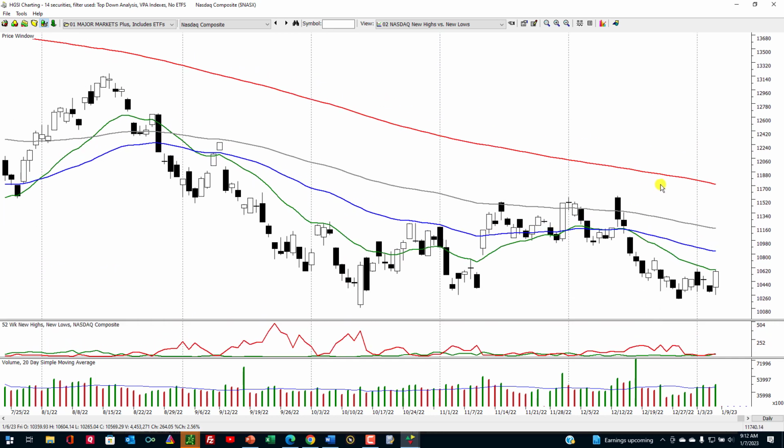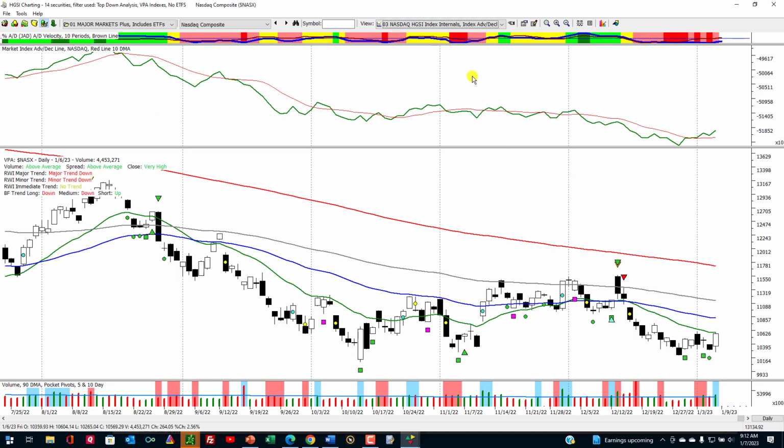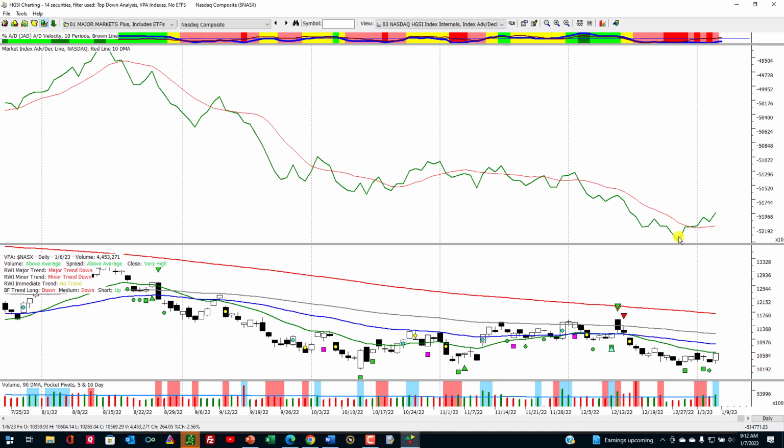Here is the fan. The fan is still in a downtrend even after yesterday's big day. And then here is that advanced decline line where we can see it much clearer, and you can see that on the composite the advancers have overtaken the decliners, and it is now trending up.